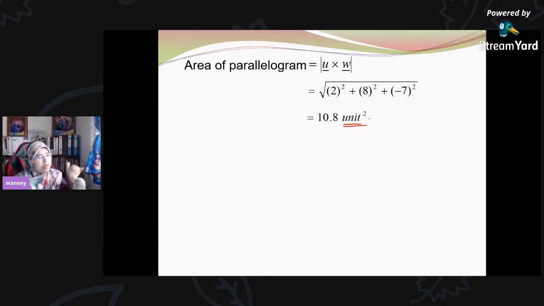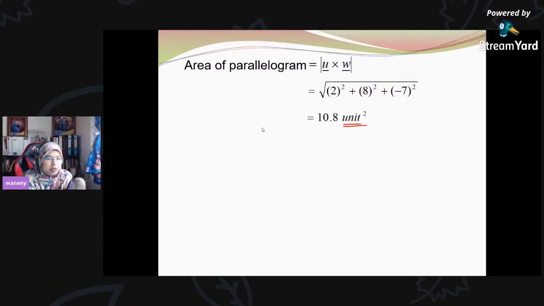Or you can leave them inside the surd. That will be fine as well. Kalau tak boleh simplify, kita tinggal dalam bentuk surd lah. Until the simplest form. That is fine as well. So this one I'm using some decimal, but if you want to, you can leave them as a surd.